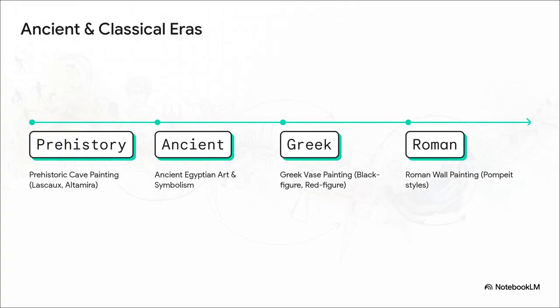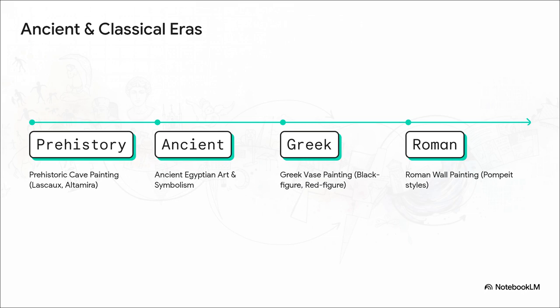Let's see how this builds across our timeline. It all starts with the primal, raw, prehistoric cave paintings, places like Lascaux and Altamira, right? Then, as human society gets more structured, well, so does the art. We move into ancient Egyptian art and symbolism.